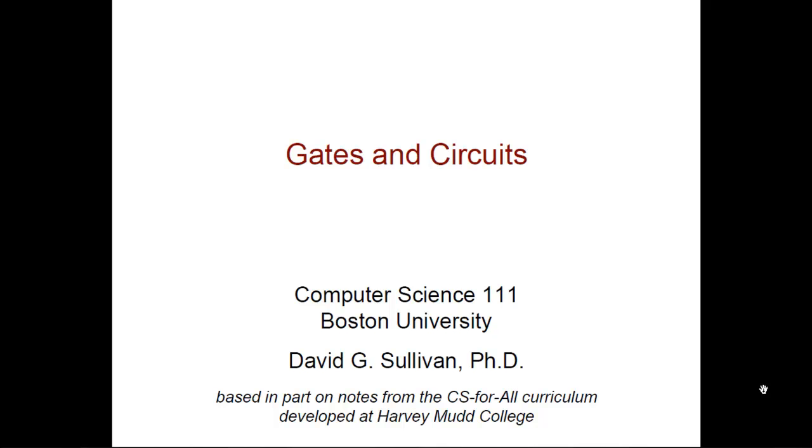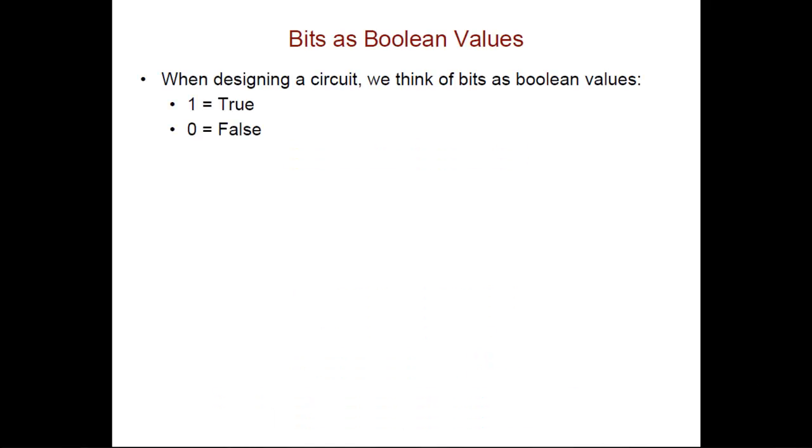In this video, we're going to look at fundamental pieces of computer hardware known as logic gates and how they can be used to build circuits. We've already talked about how all data in a computer is stored as collections of bits. And when designing a circuit, we're going to think about those bits as Boolean values, where 1 is equivalent to the Boolean value true and 0 is equivalent to Boolean false.